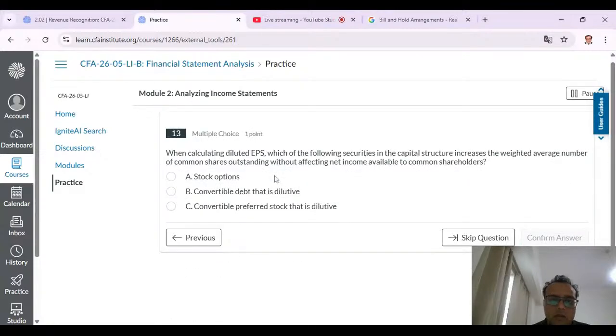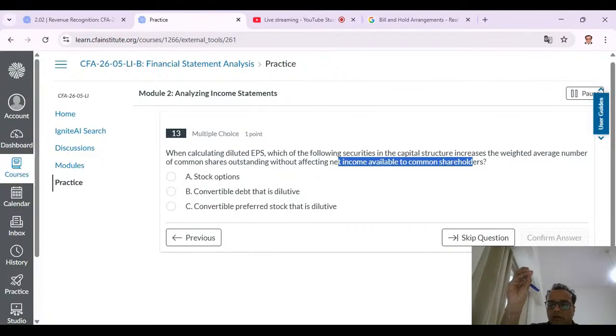Next, when calculating diluted EPS, which of the following securities in the capital structure increases the weighted average number of capital shareholding without affecting the net income available to the common shareholders? Net income will increase only when there is a balance sheet attribute in front of it, and that balance sheet attribute is not yielding me a positive or a negative impact on my income statement. If there is a convertible debt, then my interest expense will reduce.